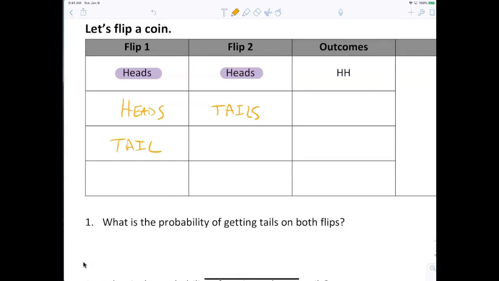All right. Now, when I flip the tail, the second time I flip it, it could be a what? Heads. So now we put heads here. Now, is that all the possibilities? No, because I could flip it, and the first time it becomes a what? Tail. The second time it could be a what? Tail.